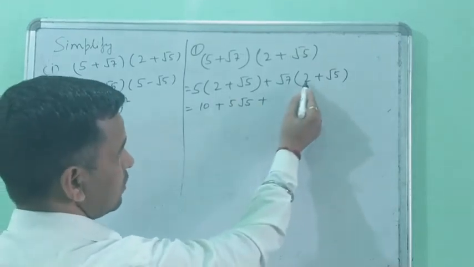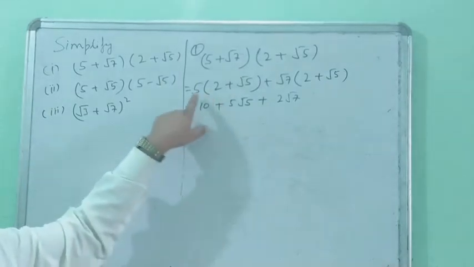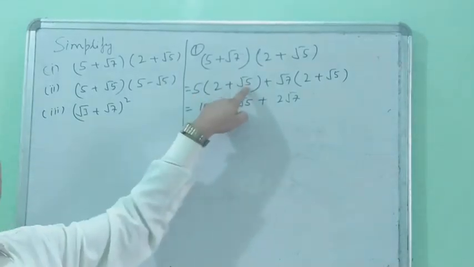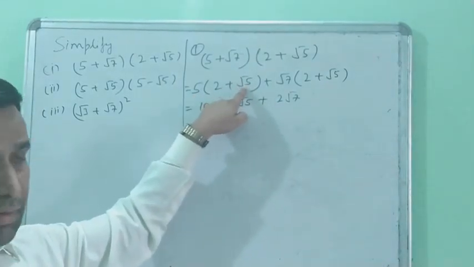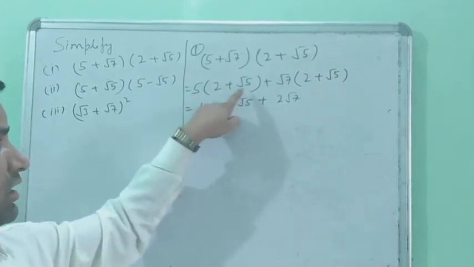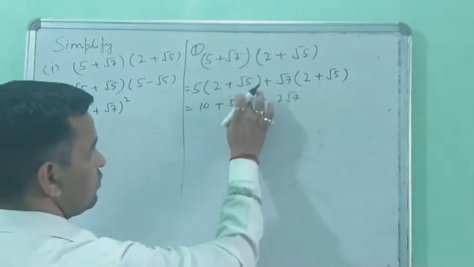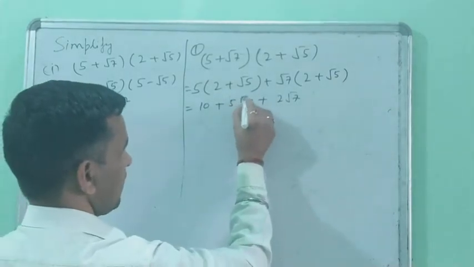Same thing here, root 7 into 2 is 2 root 7. Don't multiply the inside here. Don't multiply this with 5, 5 5 25, because this is an irrational number and this one is a rational number. So when you multiply rational by irrational, the result comes irrational. The 5 root 5, you will write in this form, 5 root 5.